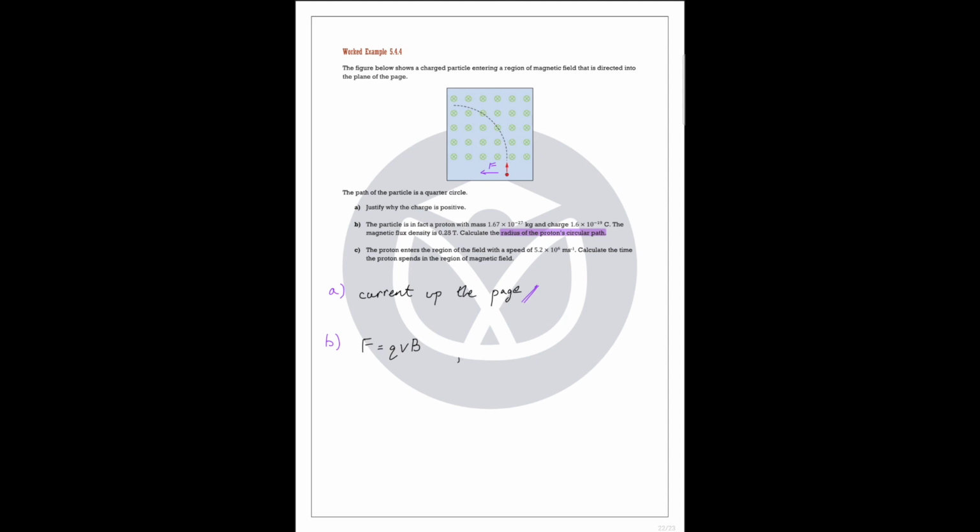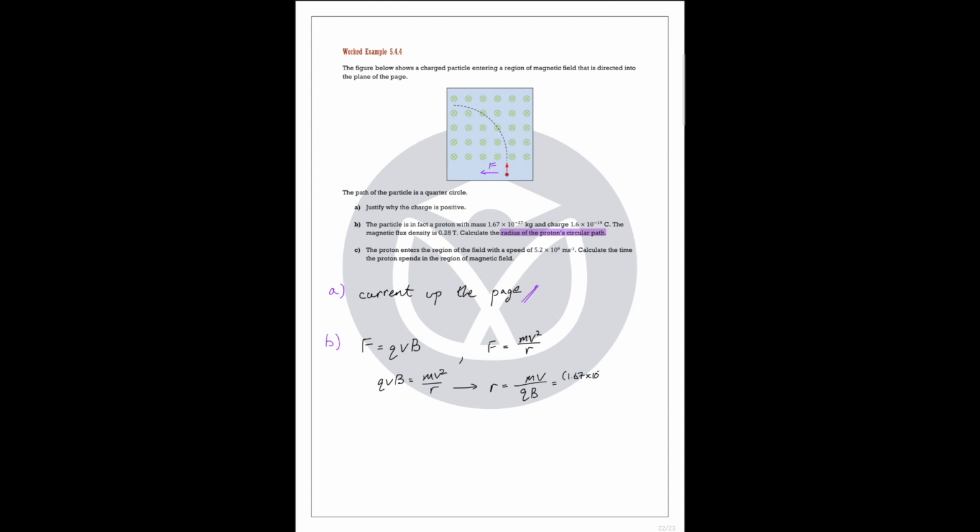We then know that the centripetal force, or the net force needed in order to maintain a circular path, is equal to F equals mv squared over r, the radius. We can equate these two equations together such that qvB equals mv squared over r. So by rearranging the equation, we get the radius is equal to mv over qB.